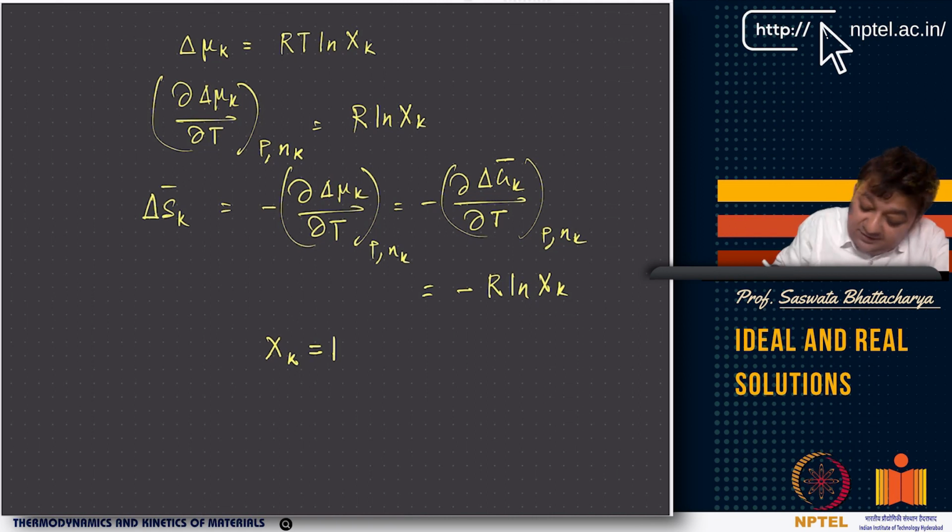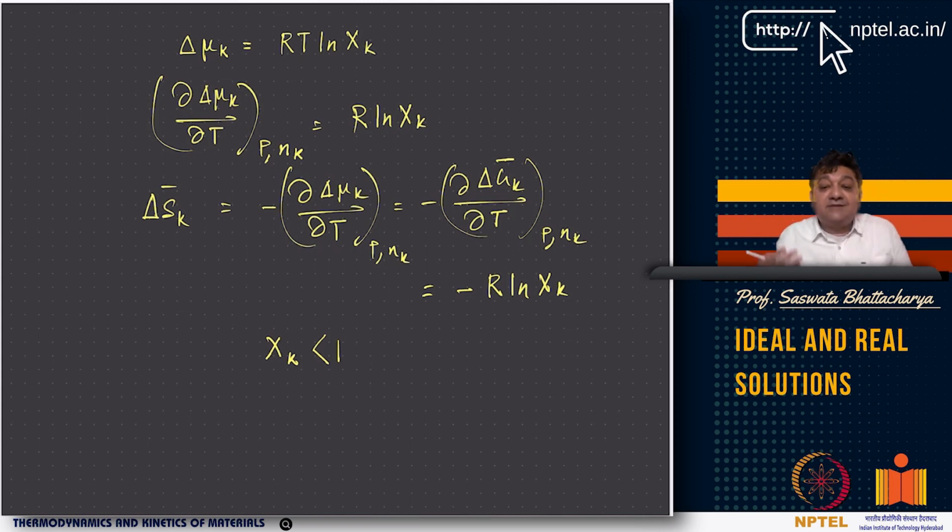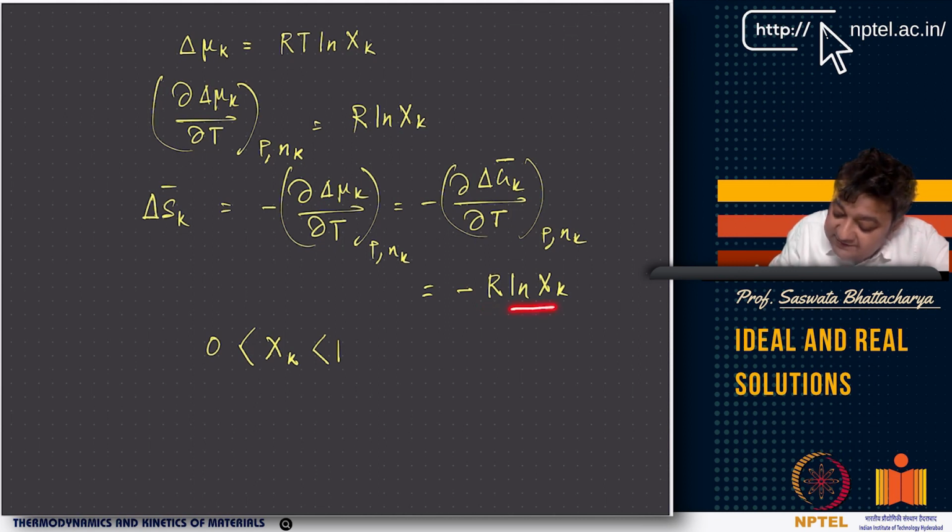But xk is not really 1 if you have multi-components. So if you have multi-components, xk is always less than 1. So ln xk, when xk is between 0 and 1, is negative. R is positive, and there is a minus sign here. So ln xk is negative, R is positive, and then there is a minus sign. So this has to be greater than 0.